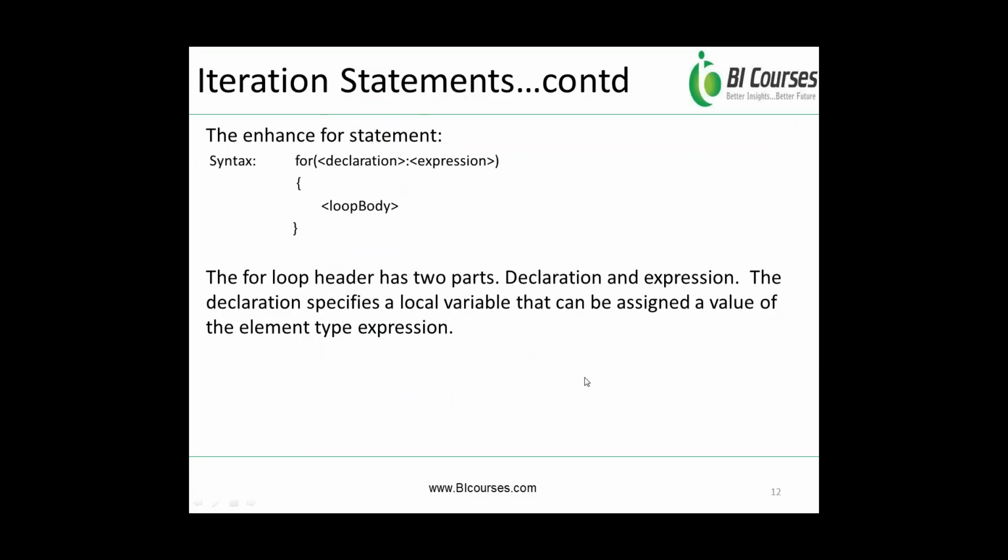Next one is the enhanced for statement. In the enhanced for statement, we have for declaration, expression, and loop body. In the previous for statement, we had initialization, expression, increment expression, and loop body. Here we have only declaration, expression, and loop body. So this for loop header has two parts: a declaration, a local variable that can be assigned from this expression. Okay, we will write an example on this enhanced for statement as well.